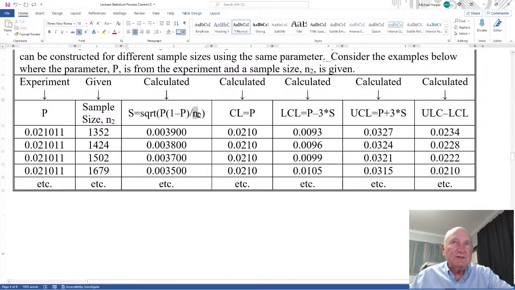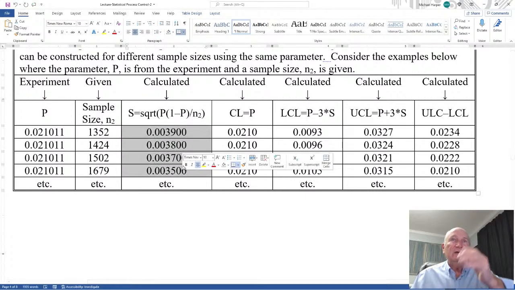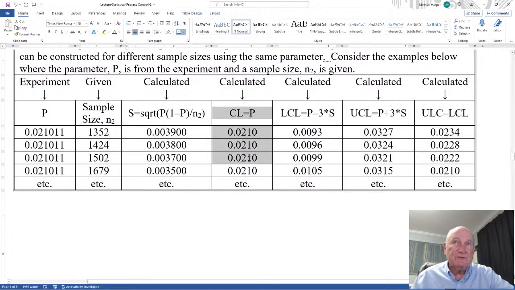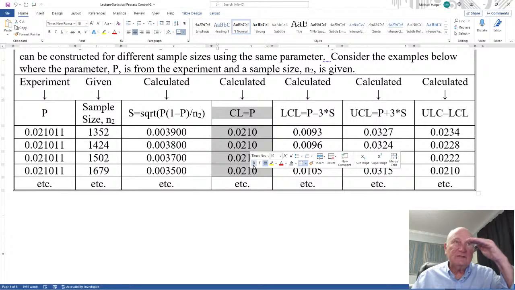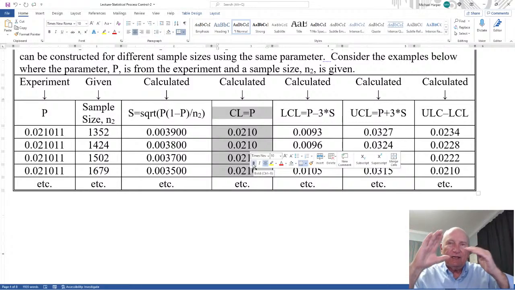The sample size for the chart is part of the actual standard deviation of the mean. So as the sample size increases, notice what happens here at 39, 38, 37, 35. The standard deviation decreases because the sample size is in the denominator. The center line doesn't change. So the center line stays the same, but the standard deviation decreases. So what happens is your chart will get smaller and smaller, decreasing in width.